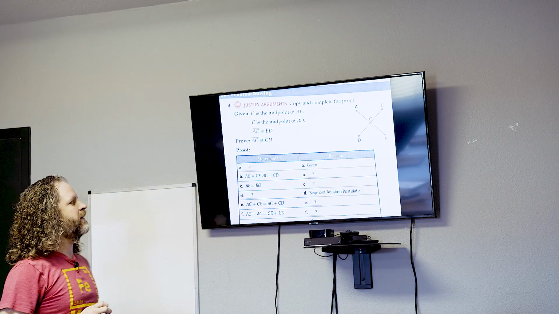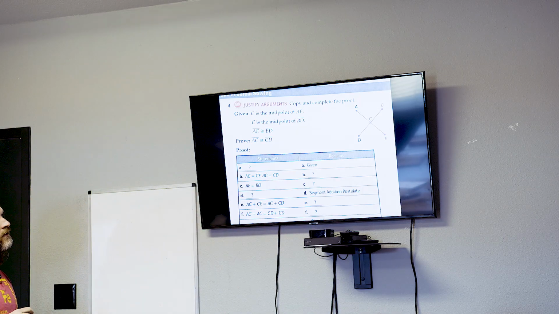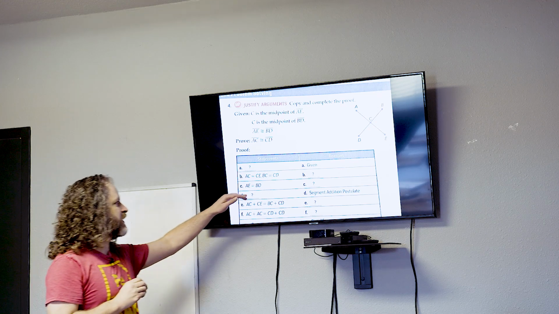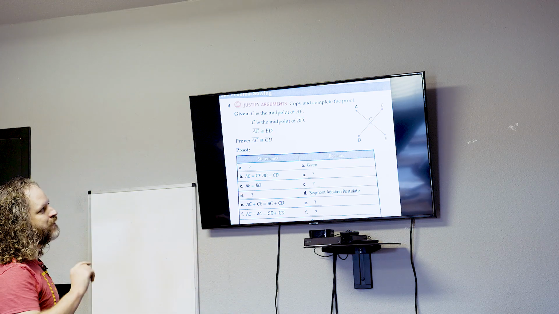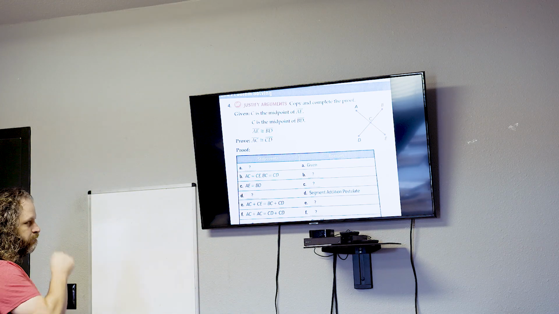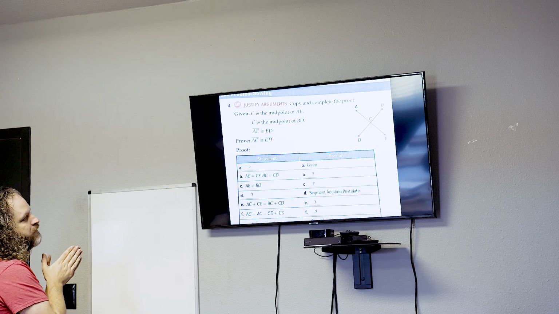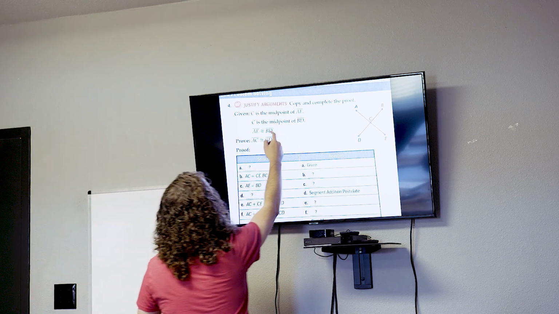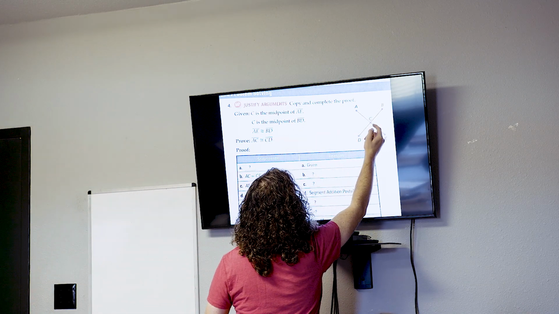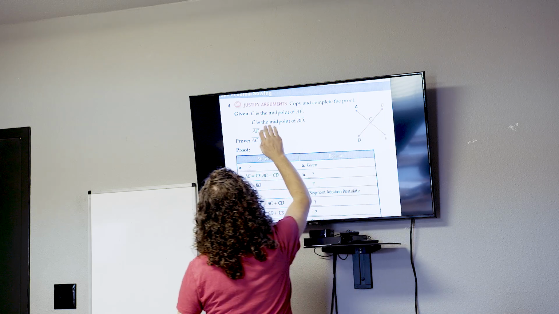What is the other one going to be? DC plus CB equals DB. Yeah, they're measures. That's exactly right. So the measure of DC plus the measure of CB equals the measure of DB. Great. Except we'd probably do it the other way around so that it matched this. So probably the measure of BC plus the measure of CD equals BD, but only because this is in the order BD.